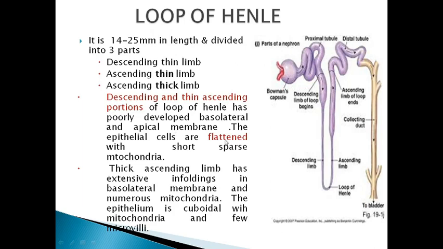They basically have flattened epithelium, because the absorptive ability is not much, and a large amount of absorption is not required in this portion. However, the thick ascending limb has extensive enfoldings on the basolateral side, and a large number of mitochondria is present. The epithelium is cuboidal. So the point to remember here is that the descending thin limb and ascending thin limb contain flattened epithelium. However, the ascending thick limb contains cuboidal epithelium.